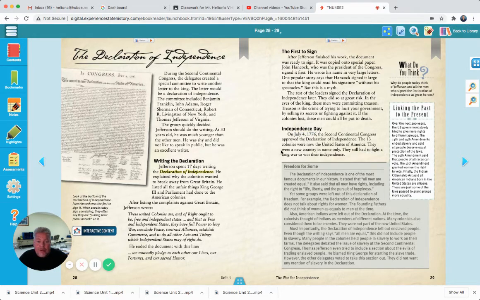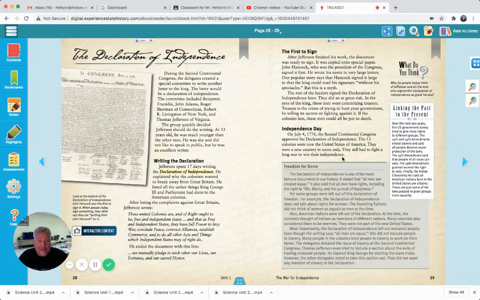They were a new country in name only. They called themselves the United States of America, but the British said, oh, no, you're not. You're still ours, and you're going to have to fight your way out of this. So they still had to fight a long war to win their independence. Let me ask you some questions. Would it be worth fighting the most powerful army in the world to be free? They sure thought so.